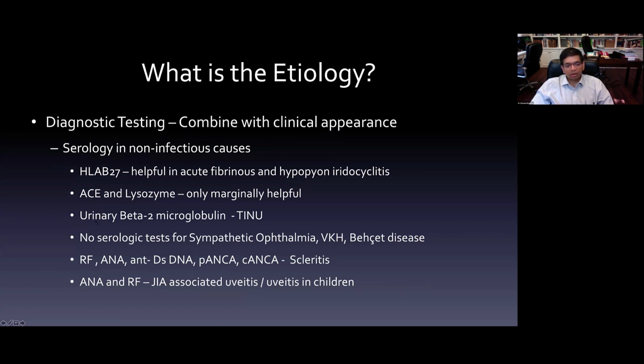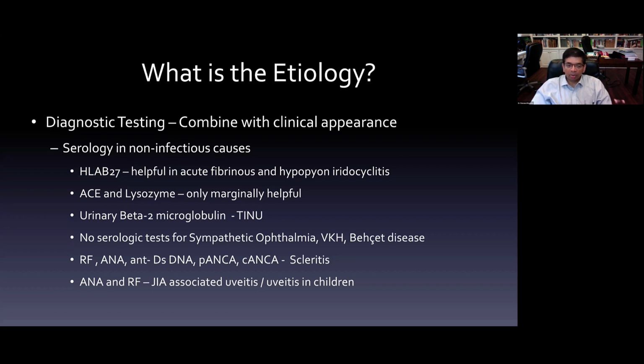I want to mention here, urinary beta-2 microglobulin is particularly important to check in cases of tubulointerstitial nephritis and uveitis syndrome. Many places around the world have apparently reported significant increases in TINU cases during the pandemic and after the institution of vaccination for coronavirus. I have not specifically seen that in my practice, but it has occurred in multiple other practices around the world.